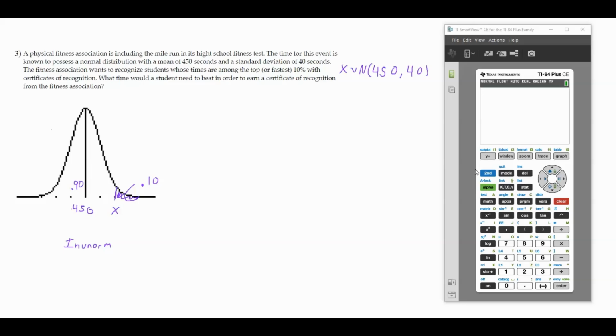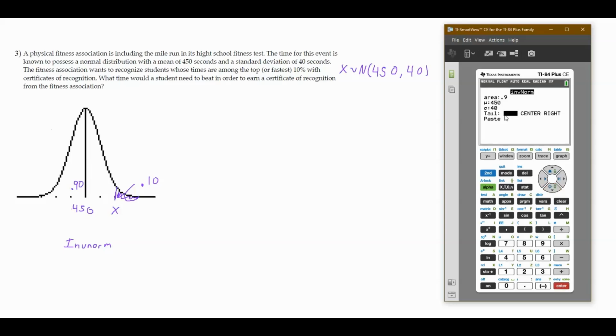I'm first going to do this as if it was a regular 84. So second distribution, and I go to inverse norm, which is the third choice. So I'm going to immediately go down for a minute here. Well, it won't let me. So first I need to put the area. So as an 84, you want to look at what is the percentile, the 90th percentile to the left. What is the mean? 450. The standard deviation is 40. And then I'm going to hit enter on left.